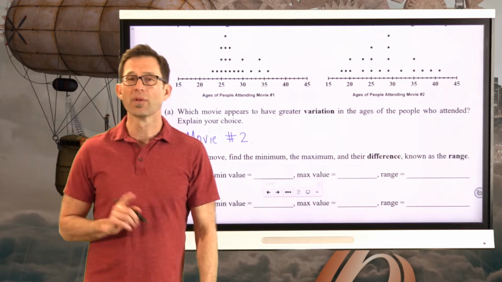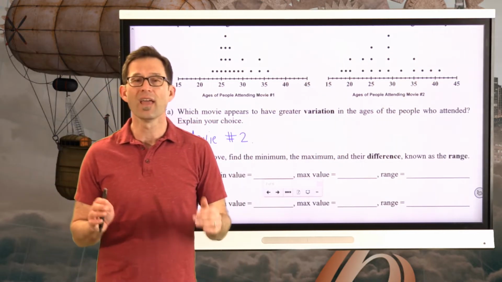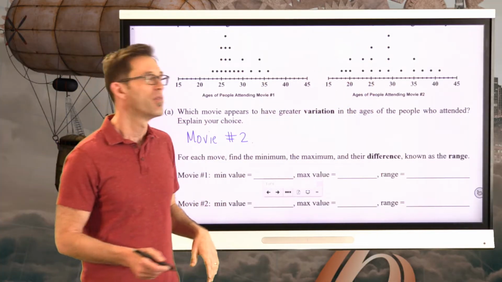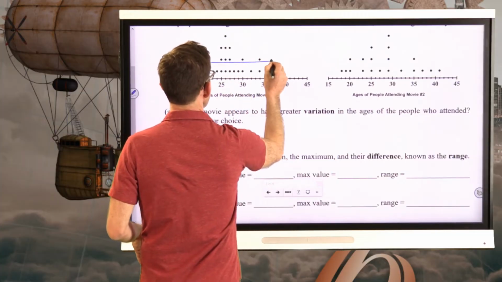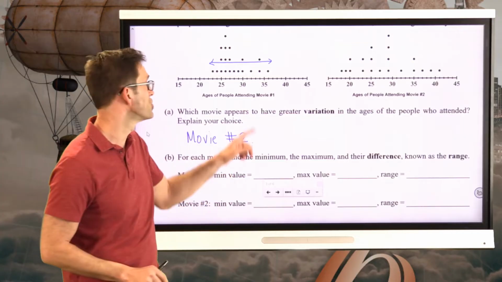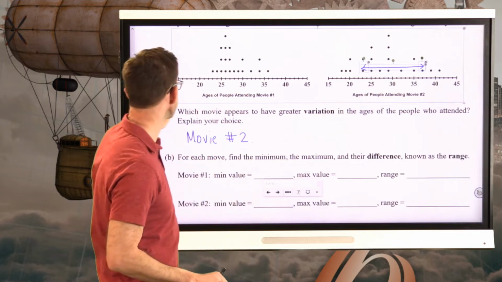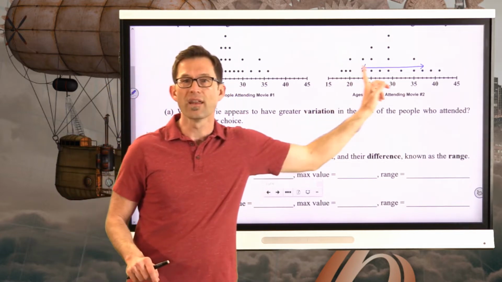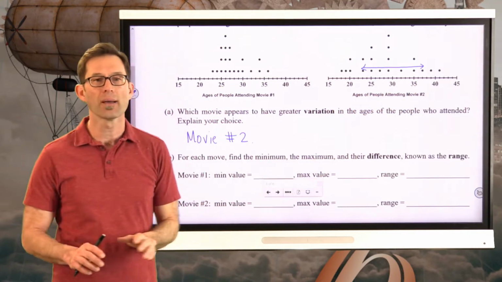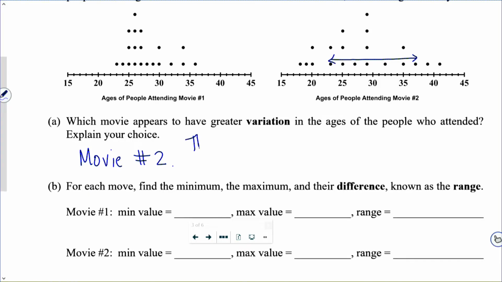For me, it's as simple as this. They take up more of the number line. Literally, the data set is wider for movie 2 than it is for movie 1, right? The ages for movie 1 just go this wide. That's how wide of a distribution of ages we have. If we bring that over here, just for comparison purposes, this data takes up way more space on this number line. And we oftentimes talk about the width of a data set.